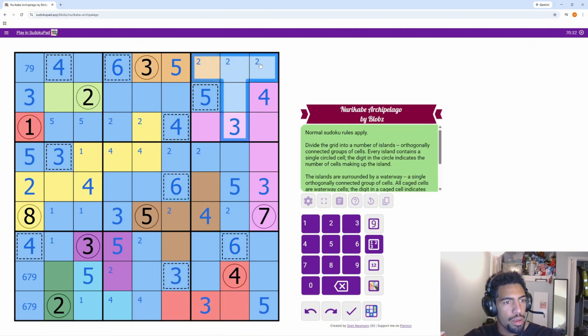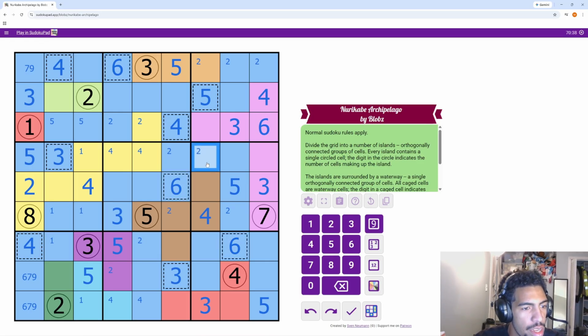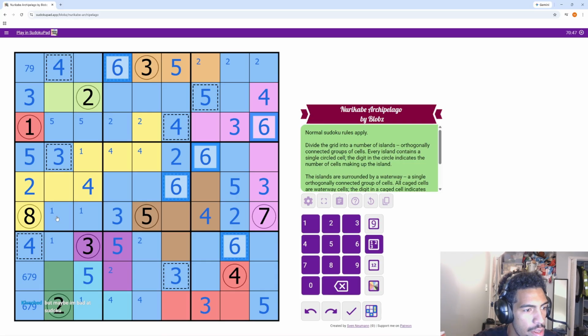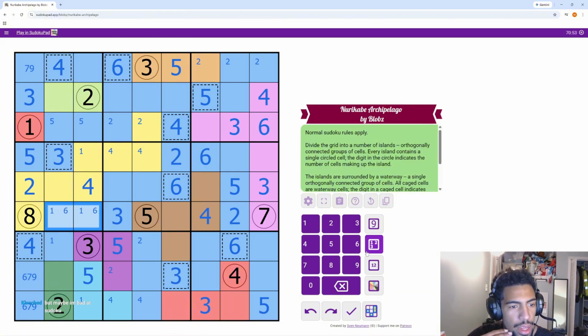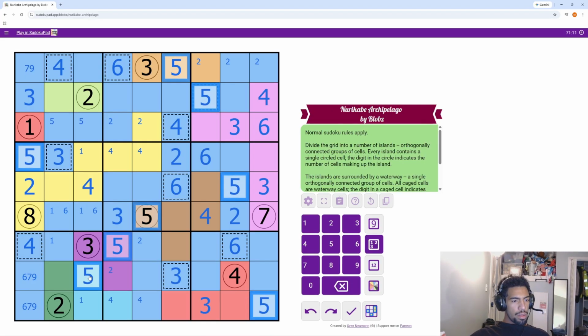Let's see. And here, yes. So we get a 6 in the first box I checked. Now we get a second 6 and a 2 and a 2. So now my 6 is down here. I don't know about box 7 5. Huh? Oh shoot.